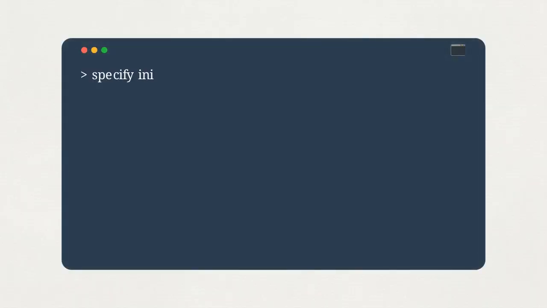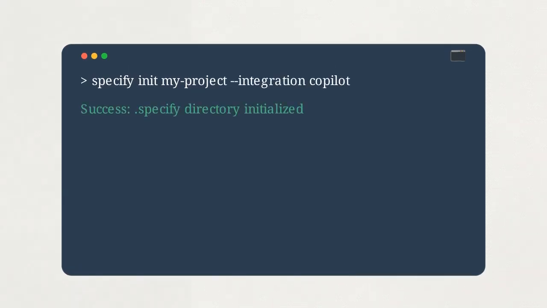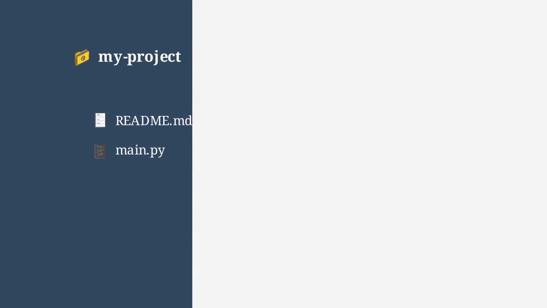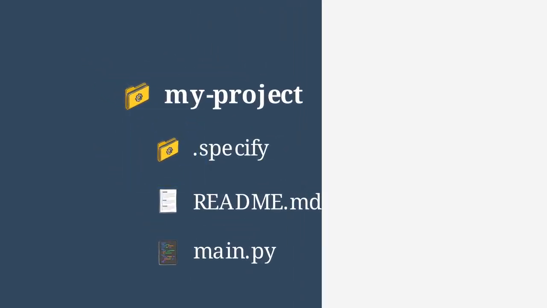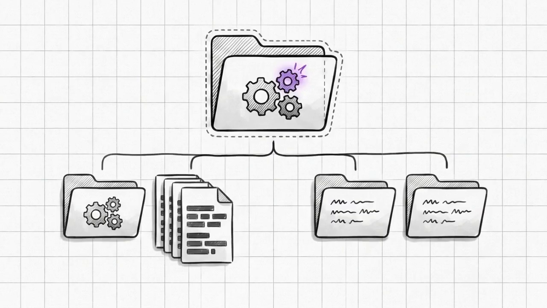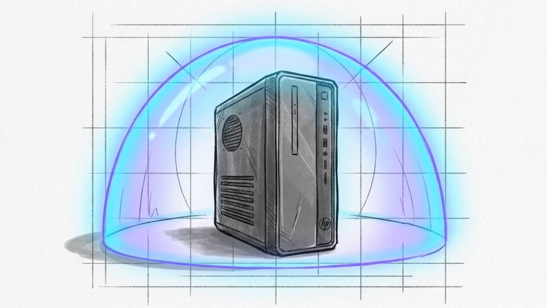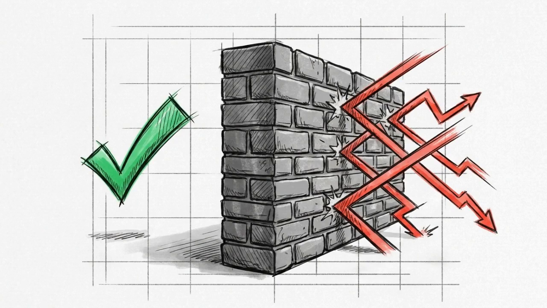Now, navigate to your project folder and initialize the environment. We run Specify Init with the project name and include the flag for our specific AI integration. This command creates a hidden configuration directory at the root of your project. This folder houses the prompt templates and automation scripts that dictate how the agent handles your specific operating system and workflow requirements. Because these files stay within the repository, the entire workflow remains local. This allows the agent to function securely in offline or firewalled environments.